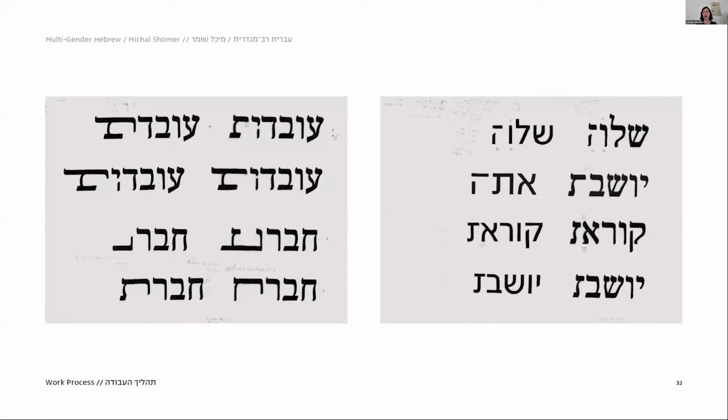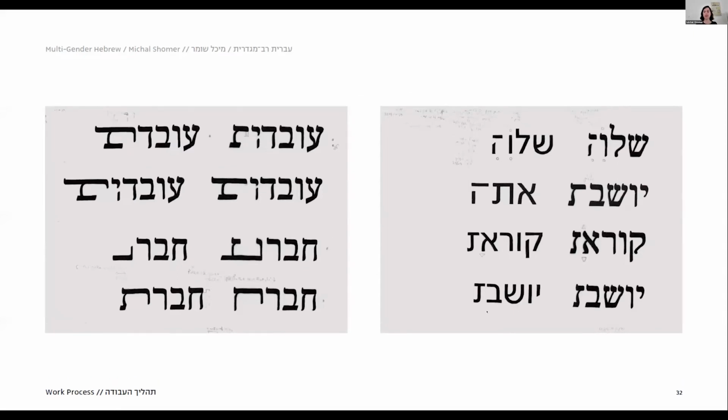I have a lot of scans like this. This is a long process of trial and error, so there are a lot of drawings and different attempts. Some are more legible, readable, and some are much less, much more, I don't know, free. And I think that the typographic challenge was that each letter had to be recognized as an independent letter.